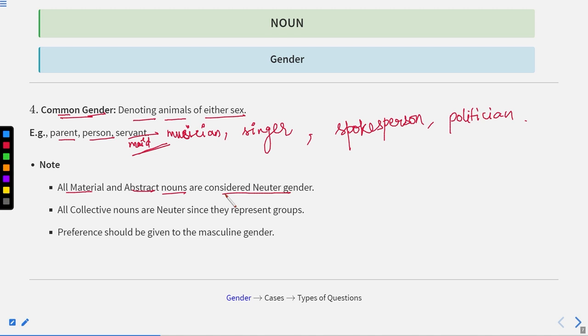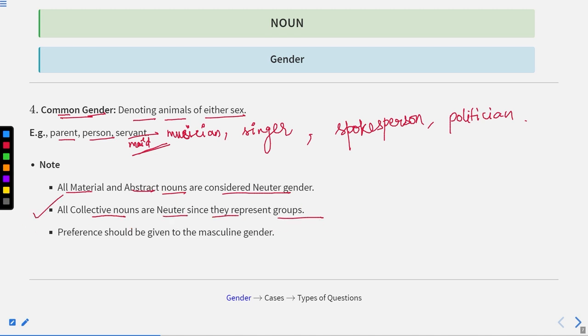Because if I say happiness, I cannot say she is very good. Rather I say it is very good. Everyone should be happy. For any abstract noun, for any emotions, we can only use the neuter gender. All collective nouns. We have already discussed in our earlier session the types of nouns: common noun, proper noun, collective noun. A collective noun is the collection of things. So a collective noun is always considered neuter since it represents a group.